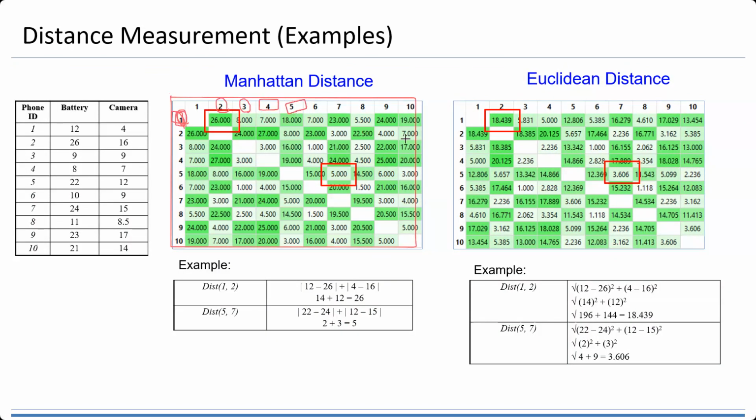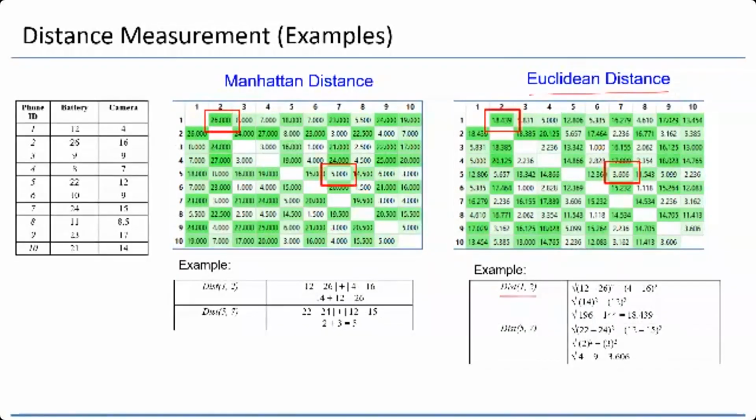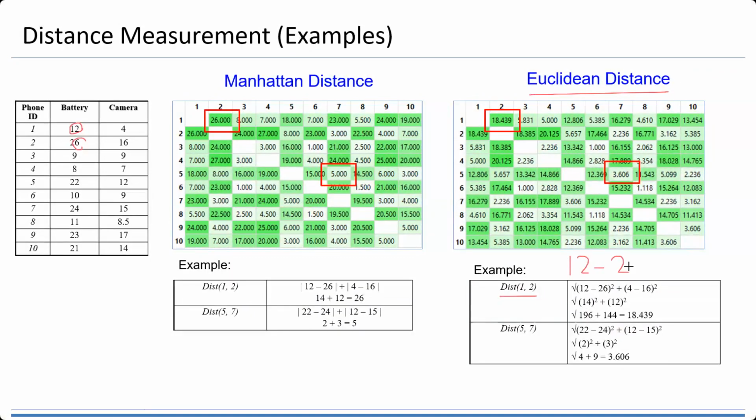What about Euclidean distance? Let's say I want to show the distance between 1 and 2. Okay, 12 and 26. 12 minus 26, we want to do the square. Plus 4 minus 16.